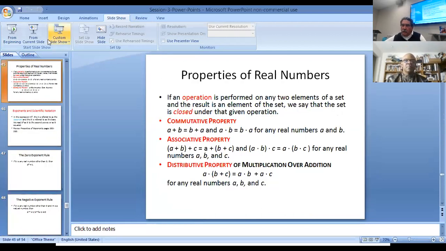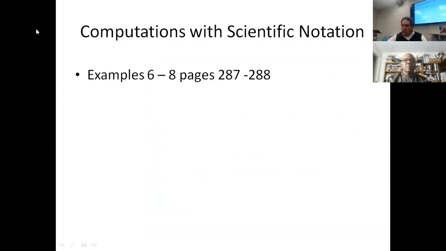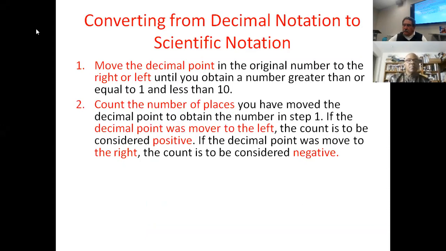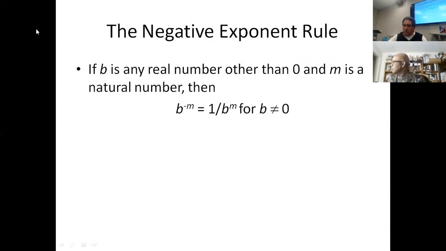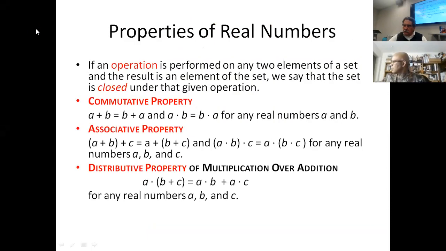Remember? This is commutative. A plus B is the same as B plus A. 2 plus 3 is the same as 3 plus 2. This is the one distributive property that we are working. Actually, no, it's a form of distributive.